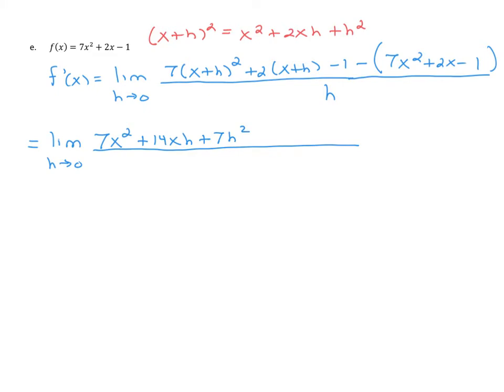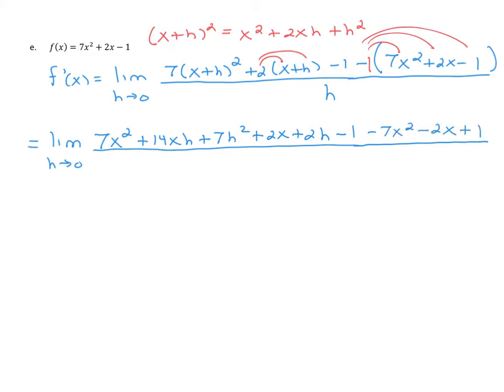We are also distributing this positive 2, as well as this negative 1. And when we do that, we get plus 2x plus 2h minus 1, and then we get negative 7x squared minus 2x plus 1. And this is all over h. Hopefully a lot of stuff will cancel for us. Let's see what we get.